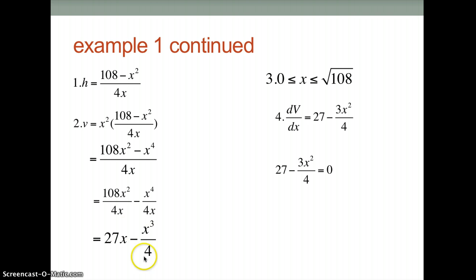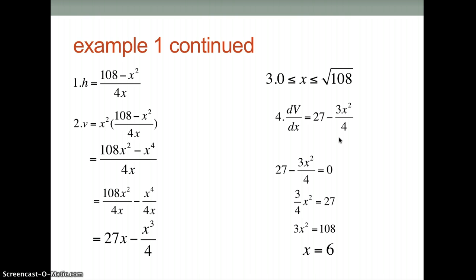So the derivative of the volume with respect to x gives you 27 minus 3x squared over 4. All I did was, this was 1/4 x to the third, remember? So bring it down, and then I'm going to set it equal to 0, and you're going to solve. So we get 3 over 4 x squared equals 27. You multiply 27 by 4, so 3x squared equals 108.